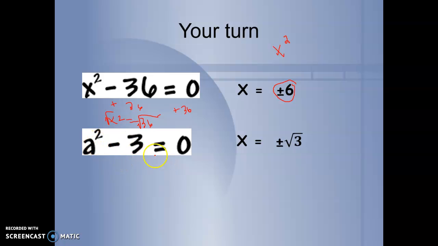For a squared minus 3, we add 3 to both sides, and we get a squared equals 3. We then take the square root of both sides to get rid of that squared symbol, and we get a equals plus or minus square root of 3. We cannot simplify the square root of 3, so that is our final answer.